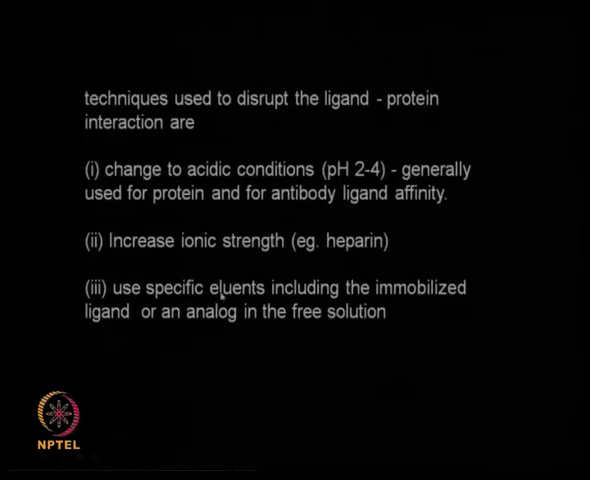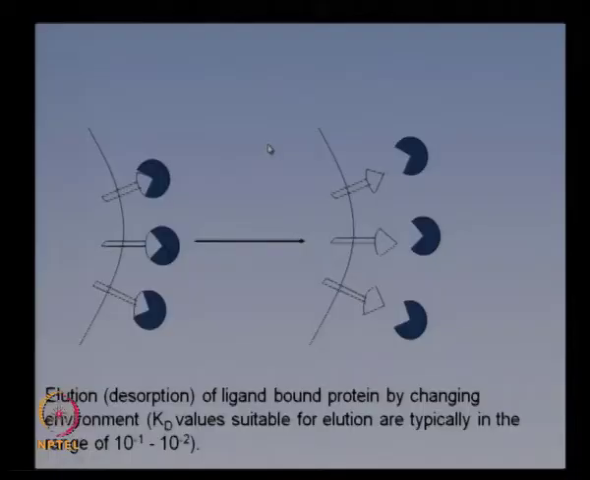You can use specific eluents. For example, we can have immobilized ligand, that means the ligand which is immobilized also in the effluent, or we can have analog in the free solution, that means we can have a similar looking protein which will displace the original protein which is bound to the affinity ligand. So all these techniques can be used for desorbing or disrupting the ligand and protein interaction.